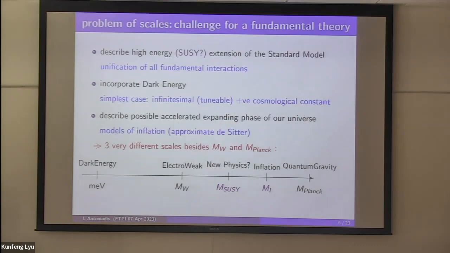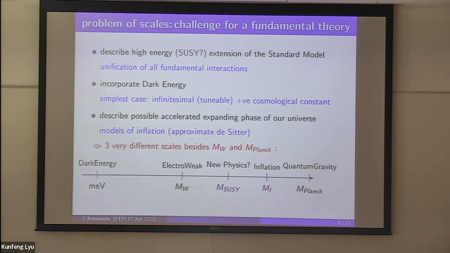And so now we'd like to discuss the various scales. This is the dark energy scale in energy now. It corresponds to milli-electron volts. The electroweak scale is where the standard model is located, also the W, 100 GeV. And then we have the scale of quantum gravity. So these are scales that are known.